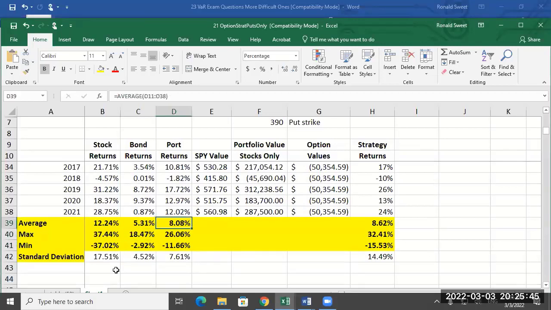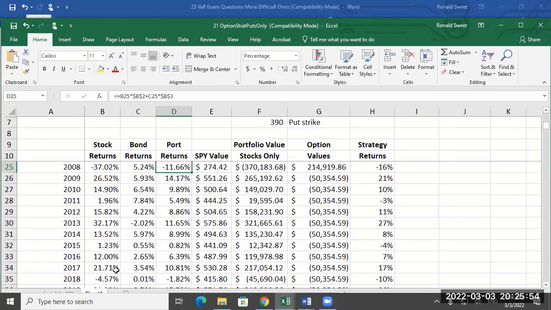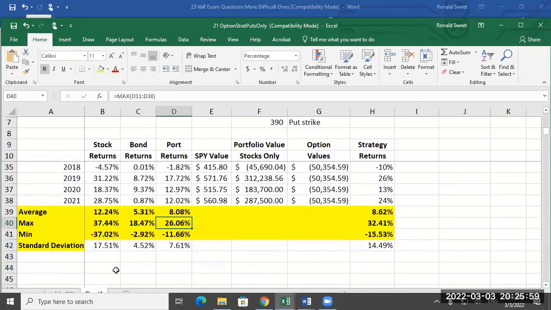If you combine them together at 40% stocks, 60% bonds, you would have made 8%. Your best year, 26, worst year, again, 2008, because in 2008, the stocks were down dramatically. Your standard deviation would have been 7% versus 17.4. Here's the put strategy. Your return would have been higher than the 40-60 portfolio. Your best year would have been better. Your worst year would have been worse. And your standard deviation would have been 14.49.